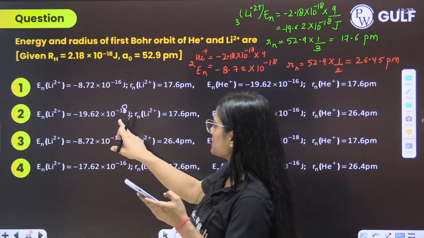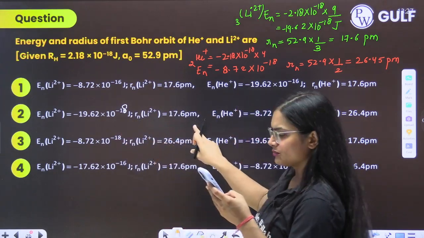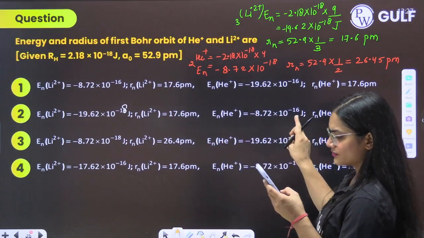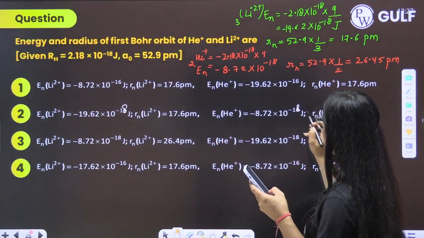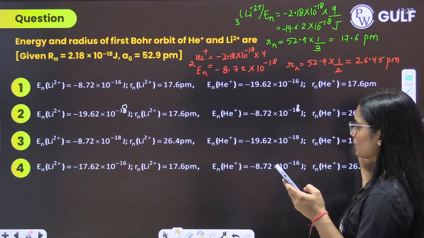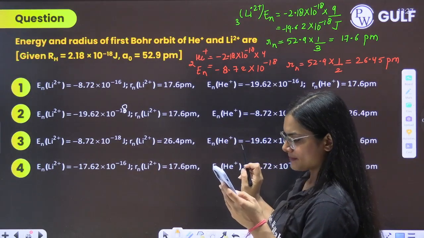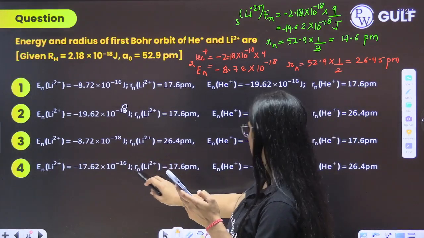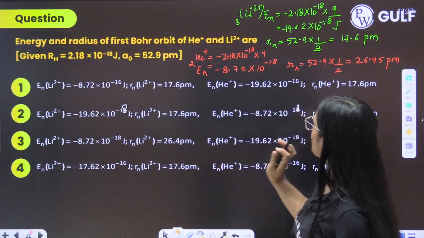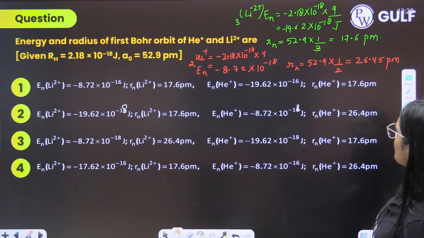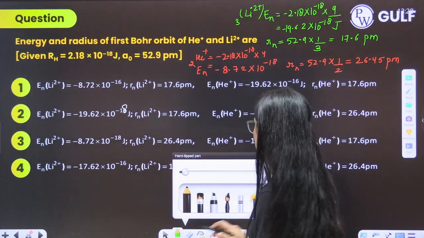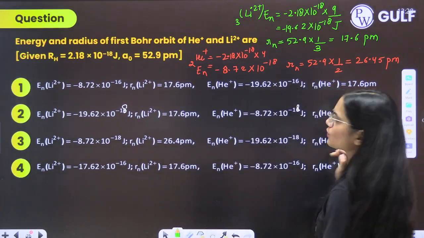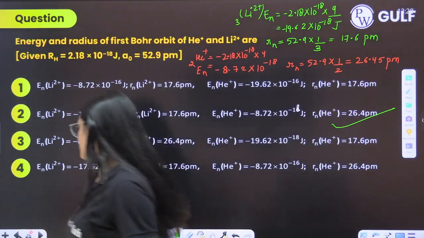Yes, 19.6 into 10 to the power minus 18, and this is 17.6 picometer. This is minus 8.7 into 10 to the power minus 18, and this is 26.4 picometer. In the last option, it is 10 to the power minus 16. So here, which option is going? This is going with option number second. So here, option second is correct. Okay. Next one.